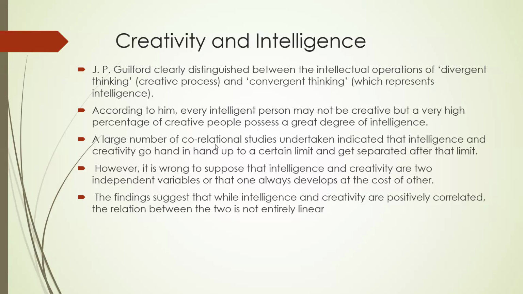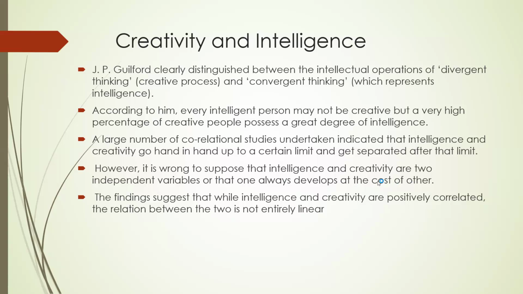A large number of correlational studies indicated that intelligence and creativity go hand in hand up to a certain limit and get separated after that limit, right? In coming lessons, we'll be talking about this situation in detail, therefore I'm not going deep into it. However, it is wrong to suppose that intelligence and creativity are two independent variables or that one always develops at the cost of the other.